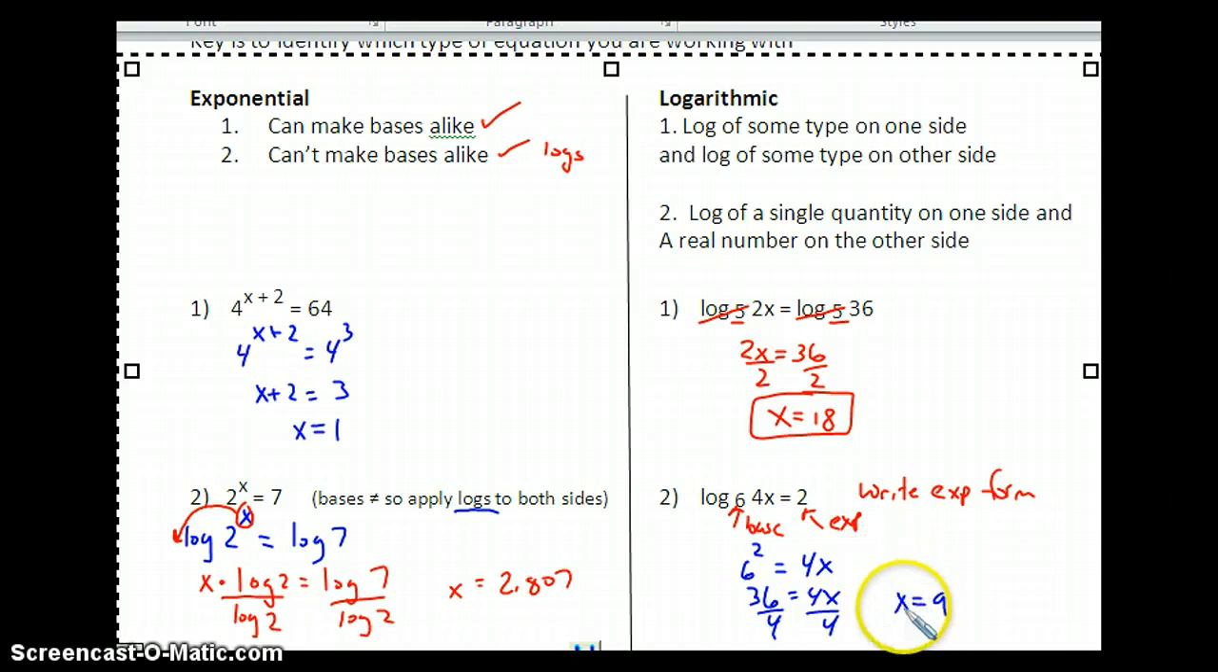So let's think about this. If I plug a 9 into here, really what I get when I check it is the log base 6 of 4 times 9 equals 2. Log base 6 of 36 equals 2. Well, is 6 squared 36? Yes, so it checks out. So you're going to have to be able to identify the 4 different types of problems that you're going to see, whether it's in exponent world or log world, and then you'll pick one of these 4 ways to solve your problem. So let's do that now.